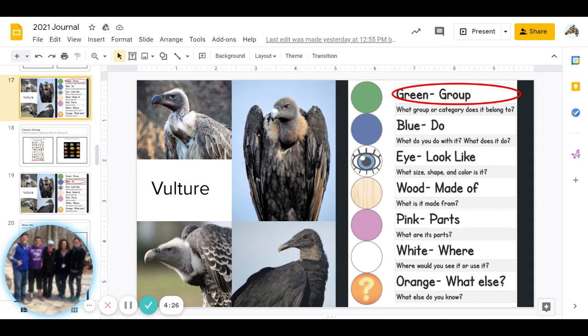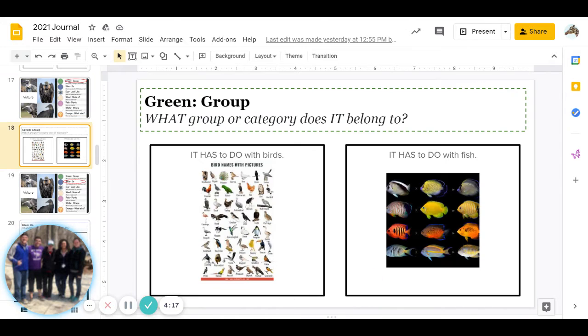Great job. So the word today is vulture. And you may have to look things up on the internet, but that's okay. First is green. What group or category does it belong to? Does a vulture have to do with birds, or does a vulture have to do with fish? Go ahead and pause to answer.